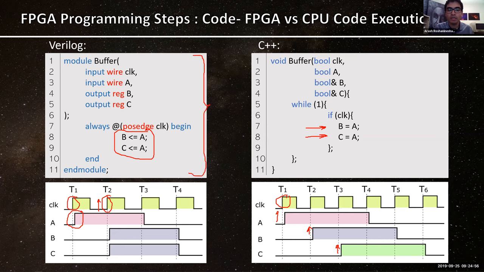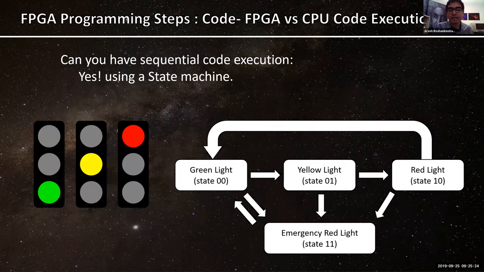Everything that you see here will execute at the same time, all together. But on the right, it happens line by line, so it requires more clock cycles to do the same job. So the question that comes up here is, what if in an FPGA we want to have some sequential behavior? So we want to first do something, then do something else. Can we do that?